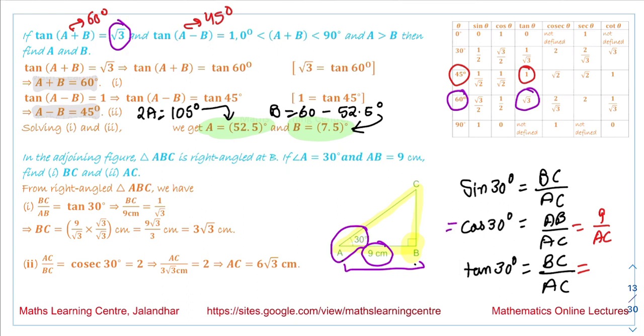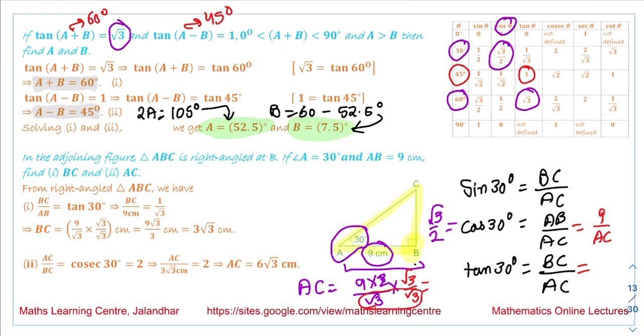So what is the value of cos 30 degree? When we are talking about cos 30, look at this table over here. This value of cos 30 degree is root 3 by 2. So what we get is that AC is equal to 9 into 2 by root 3. If we rationalize this term, we are multiplying and dividing it with root 3. The answer we will get, this term will become 3. This is 3. So the answer we will get is 6 root 3. So the value of AC, this length we are talking about, is 6 root 3.